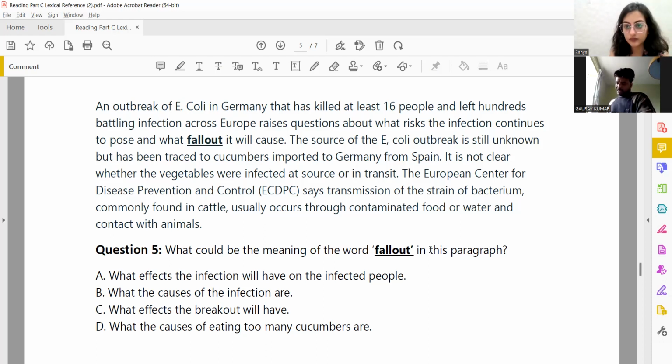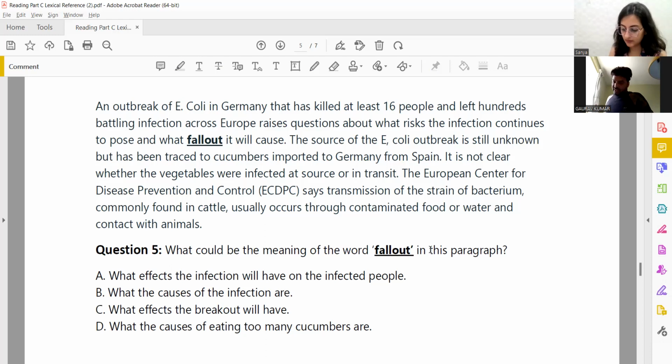This is just simple, I think. There is nothing about what effects the infection will have on them. There are two things I am confused about: what effect the infection will have on the infected people, what risk the infection continues to pose, and what fallout it will cause. I am confused between A and C. There is one difference between A and C. Try to figure it out.